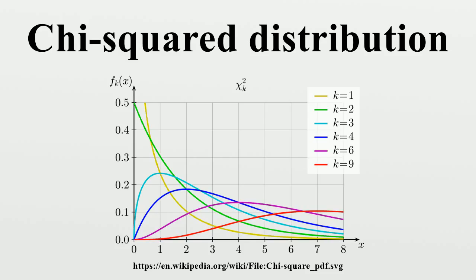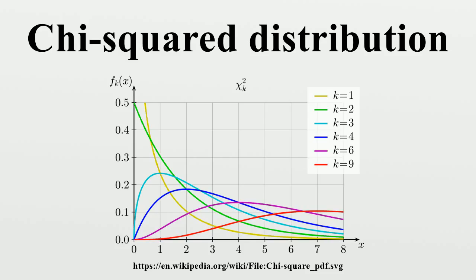Noncentral moments. The moments about zero of a chi-squared distribution with k degrees of freedom are given by a formula. Cumulants. The cumulants are readily obtained by a power series expansion of the logarithm of the characteristic function. Asymptotic properties. By the central limit theorem, because the chi-squared distribution is the sum of k independent random variables with finite mean and variance, it converges to a normal distribution for large k.